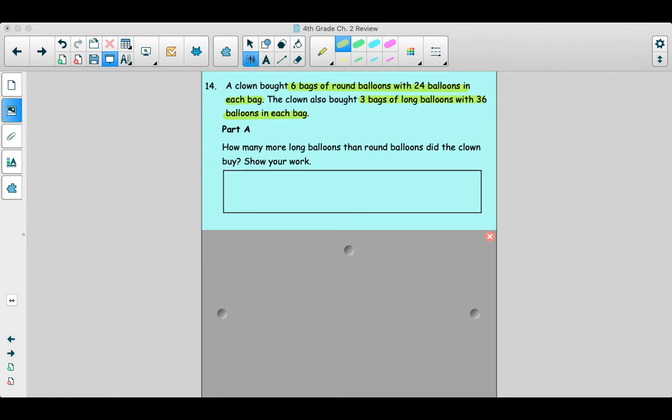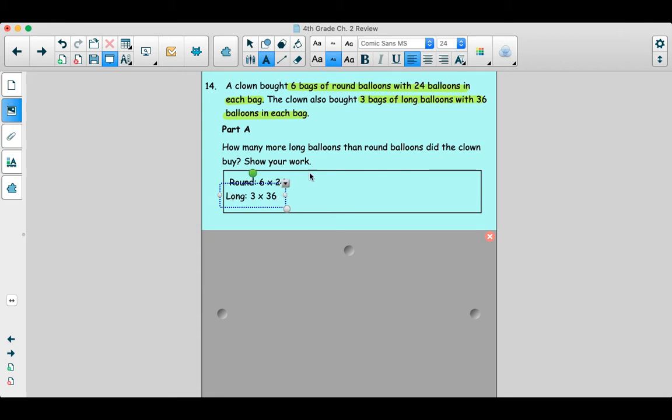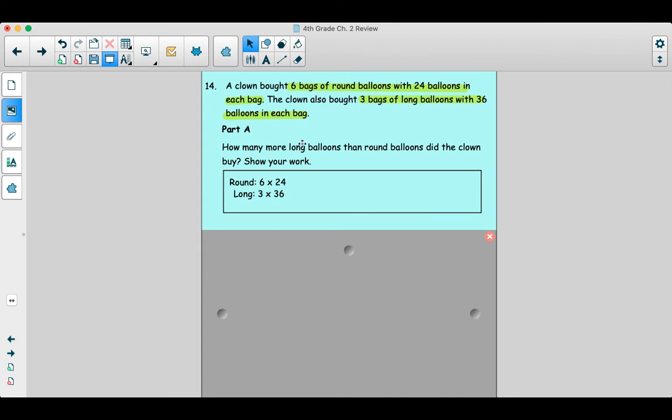All right, here we go. Gotta get out my marker. Actually, I want to type. Okay, so long balloons would be, oh, no. Round first. Round balloons would be 6 bags of 24 balloons in each bag. And then the long is 3 bags of 36 balloons in each bag. Okay, so I guess we have to solve that first, and then we'll come back and read the question.